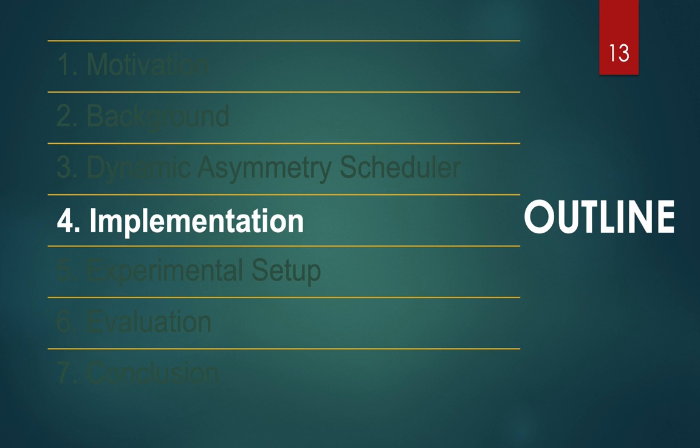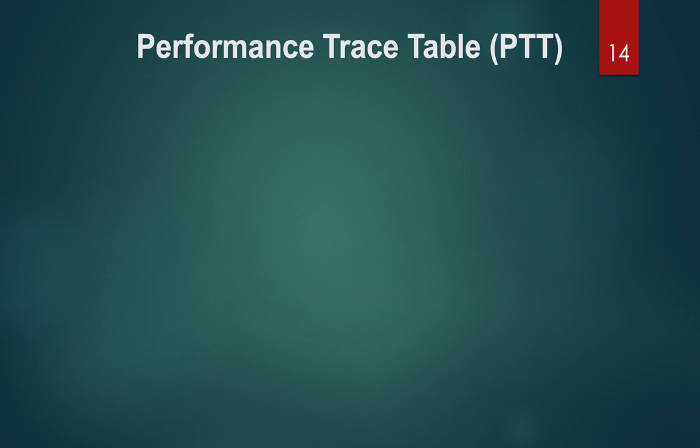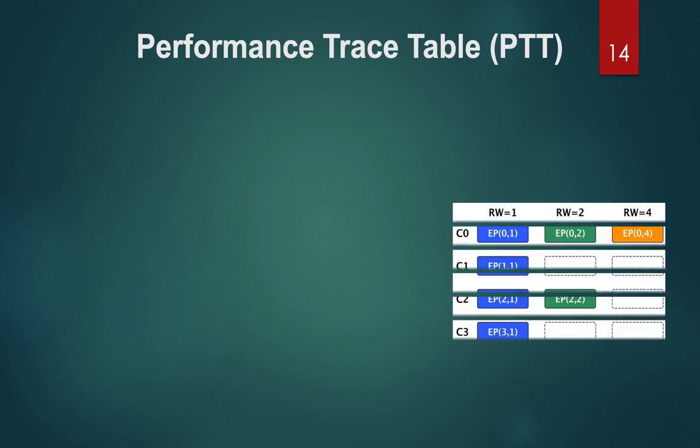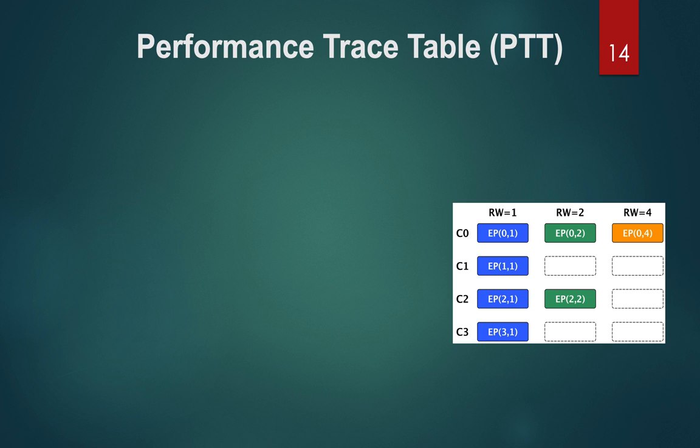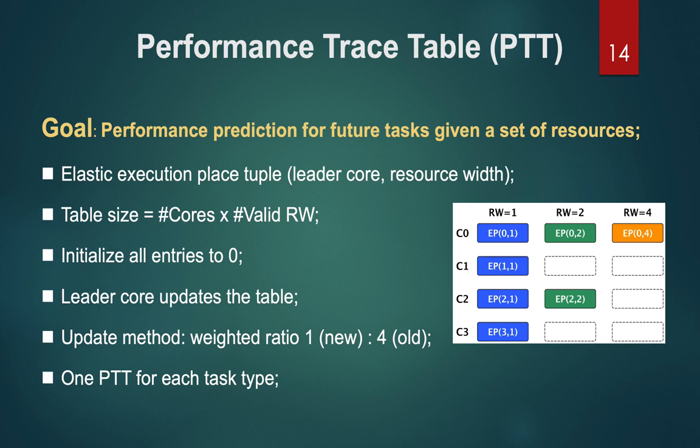In order to implement the Dynamic Asymmetry Scheduler, we develop an online performance tracing model called Performance Trace Model, in brief, PTT. We implement PTT as a table, and here is an example of 4 cores. It aims to predict the execution time for future tasks given a set of resources. Each entry is an elastic execution place tuple.